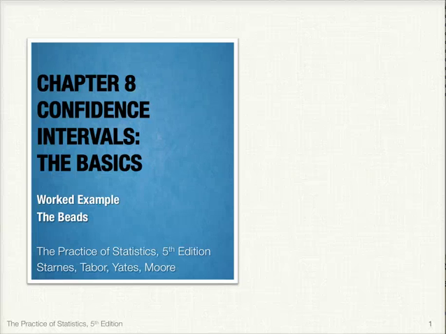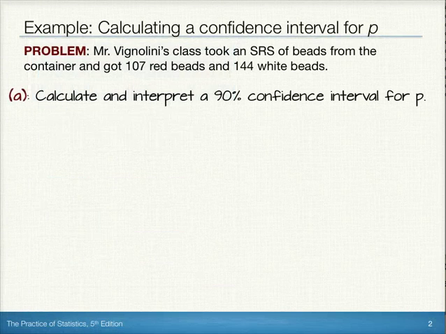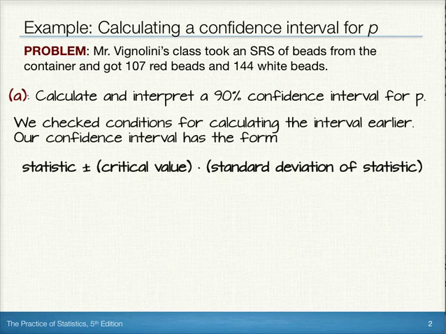In this example, let's calculate a confidence interval for a population proportion P. Mr. Vignolini's class took a simple random sample of beads from the container and got 107 red beads and 144 white beads. Let's calculate and interpret a 90% confidence interval for P. Earlier we checked our conditions for calculating the intervals, so we know we're okay in doing so.